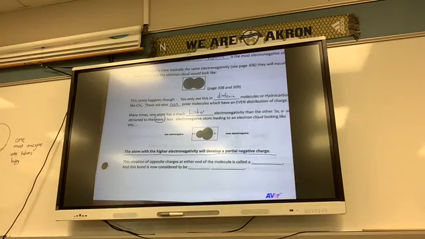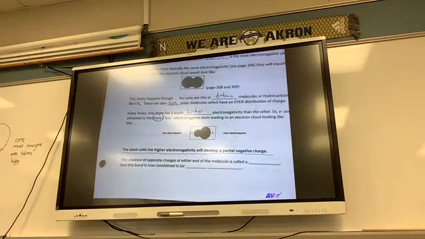Is there a formula to determine that? There's no formula for this. This is just based off of electronegativity. This isn't super in depth. We're looking more at the big picture. Stay with me.